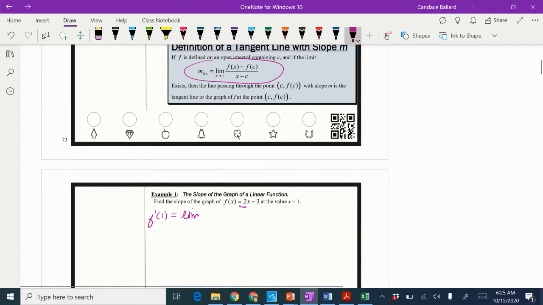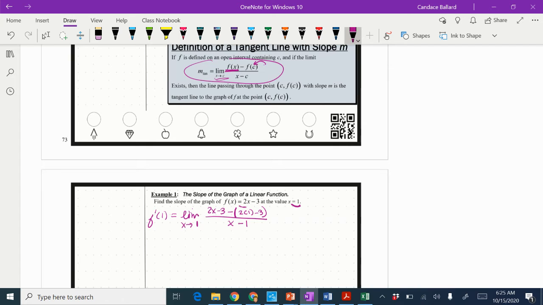So we've got the limit, I'm using this guy right here, as x approaches c, and our c value is whatever that x value is there. So that's 1 of, and I have to put in the function with the x. So I'm just going to do the function the way it looks. So 2x minus 3. And then I'm going to subtract, and I'm going to put a parentheses. And then I have to do the function with the c value plugged in. So 2 times 1 for the c minus 3 over x minus the c value, which is 1.